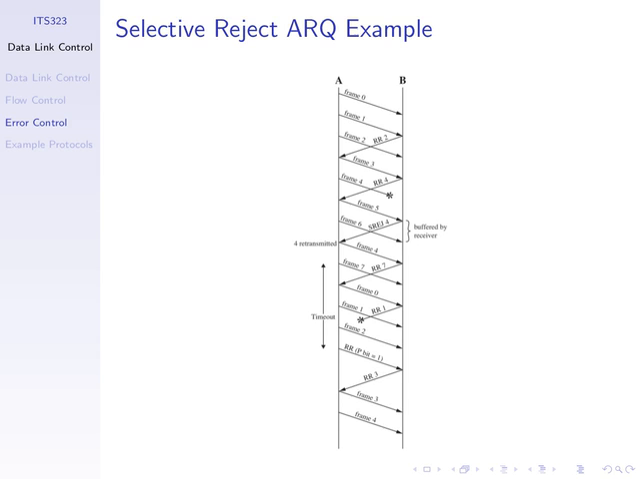So the only difference here: in go back N, if we lose data, subsequent frames are discarded by the receiver. In selective reject, if we lose data, subsequent frames are stored in a buffer by the receiver. In this example, it's frames 5 and 6. The advantage from selective reject is that A only retransmits frame 4, not 4, 5, and 6. Because 5 and 6 are saved in the buffer, we reduce the number of retransmissions. So this improves the efficiency. Everything else is the same.